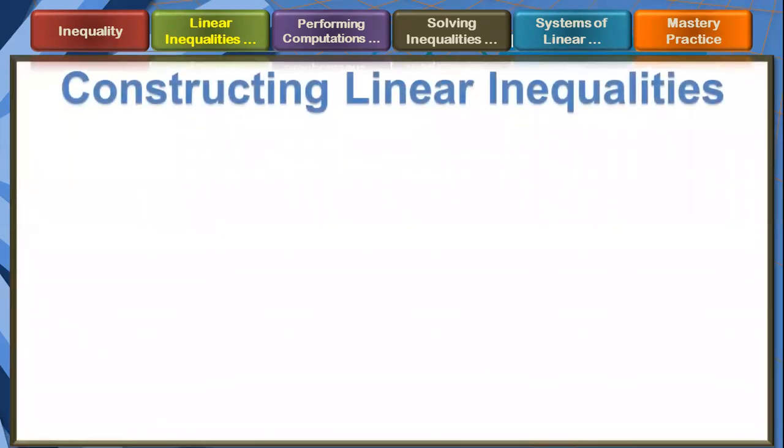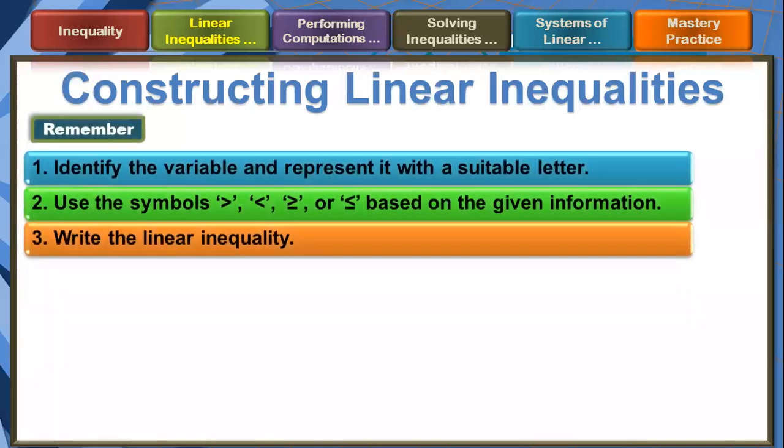Now this time, let's learn how to construct linear inequalities. We have to remember these 3 things. First, identify the variable and represent it with a suitable letter. You can use any letter that you want, but that letter should be easy to remember. Number 2, use the symbols greater than, less than, greater than or equal to, or less than or equal to based on the given information. And third, of course, you have to write the linear inequality.